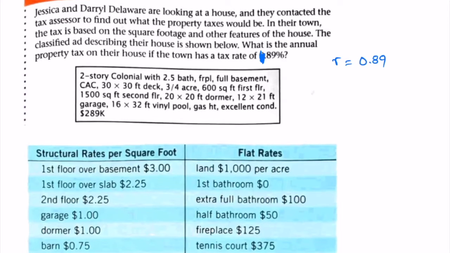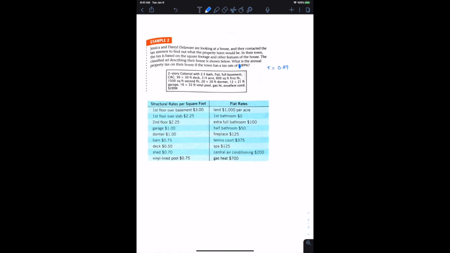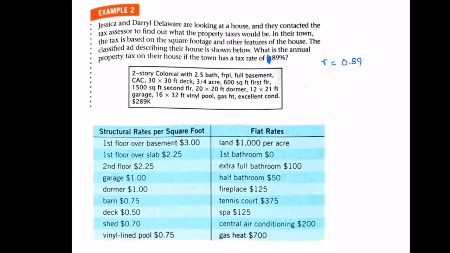Now, they have all this information here that this is a two-story colonial with 2.5 baths, fireplace, full basement. CAC stands for Central Air Conditioning. 30 by 30 foot deck, 3/4 acre lot, 600 square foot first floor, 1,500 square foot second floor, a 20 by 20 foot dormer, which is a room in the upstairs area, 12 by 21 foot garage, and a 16 by 32 foot vinyl pool, and gas heater, excellent condition. $289,000 is what's being asked for.